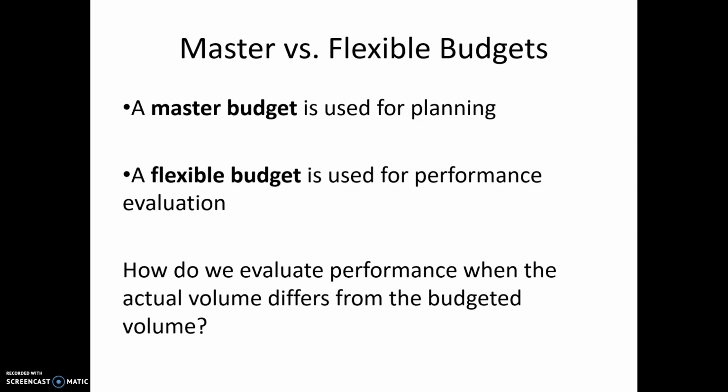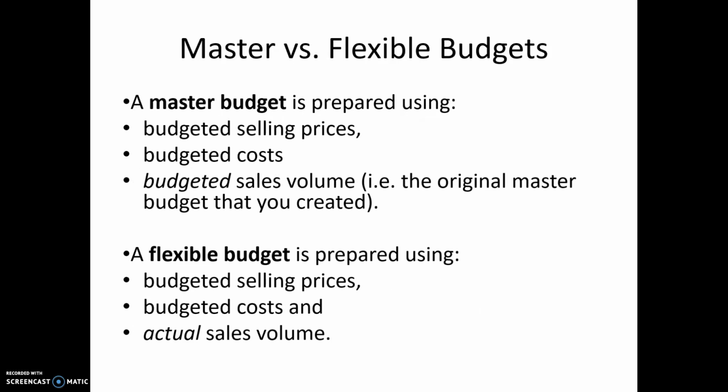We want to isolate how much of our variance is due to the volume being different and how much of it is due to other factors. So our master budget had budgeted selling prices, budgeted costs, and a budgeted sales volume. The flexible budget is going to use those same budgeted selling prices and the same budgeted costs, but it is going to be adjusted for the actual sales volume.